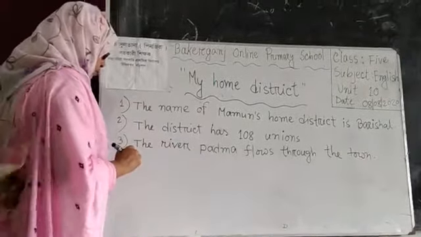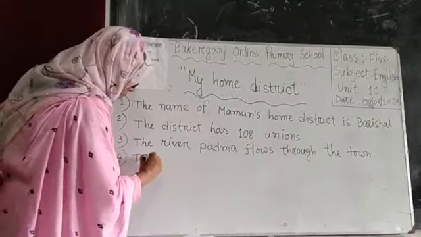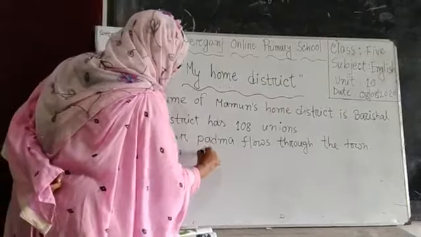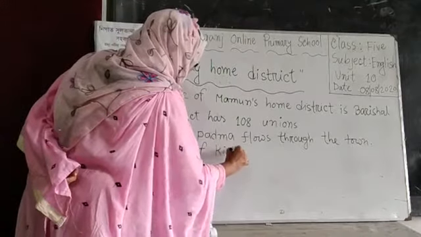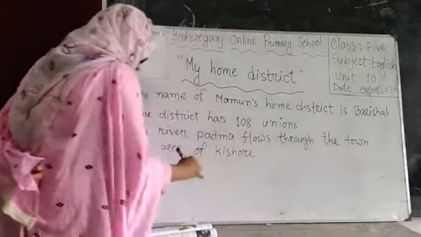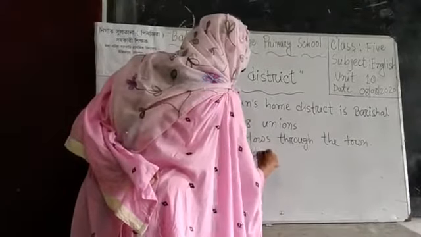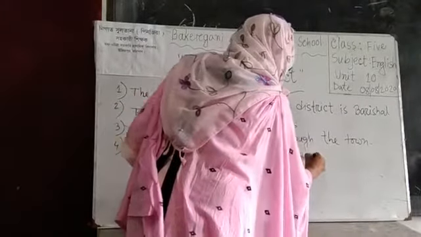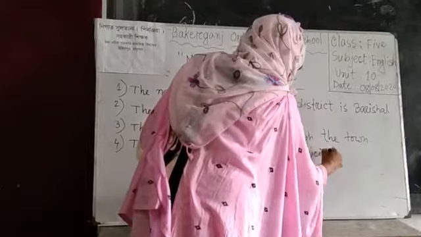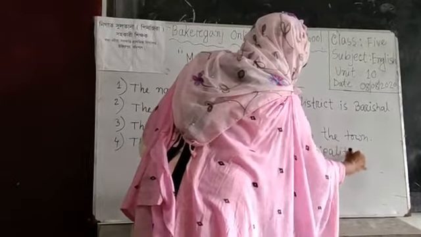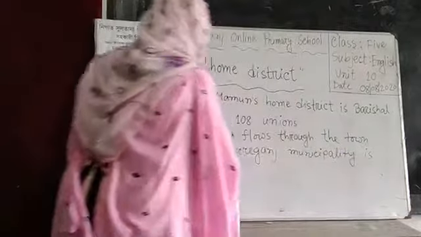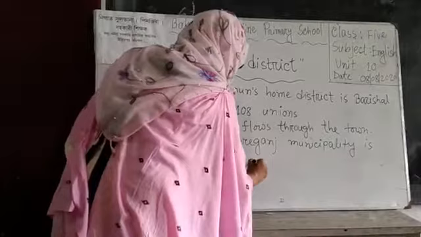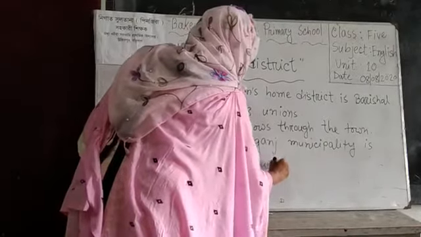The area of Kishorganj municipality is ten square kilometers.